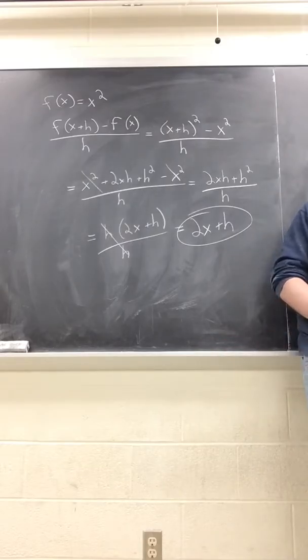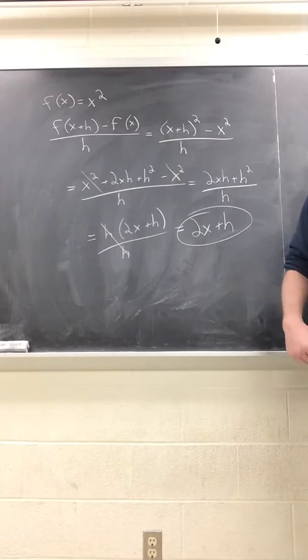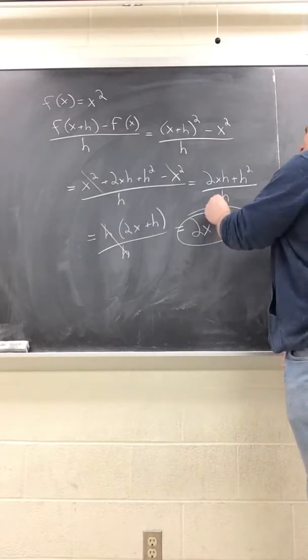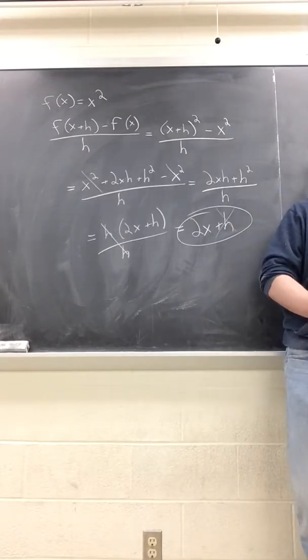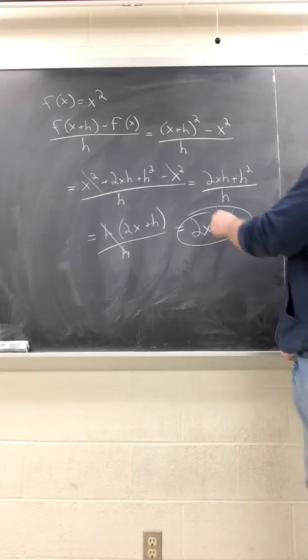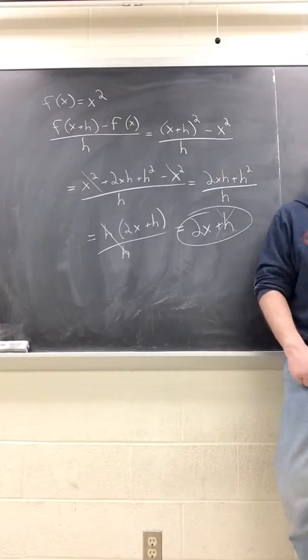Ultimately, the idea is when we get to calculus, we'll do a trick, and essentially we'll make all our h's 0, so that will disappear. And our answer will be 2x. You don't have to worry about that for right now. That's something to come later on. So for right now, 2x plus h is our answer.